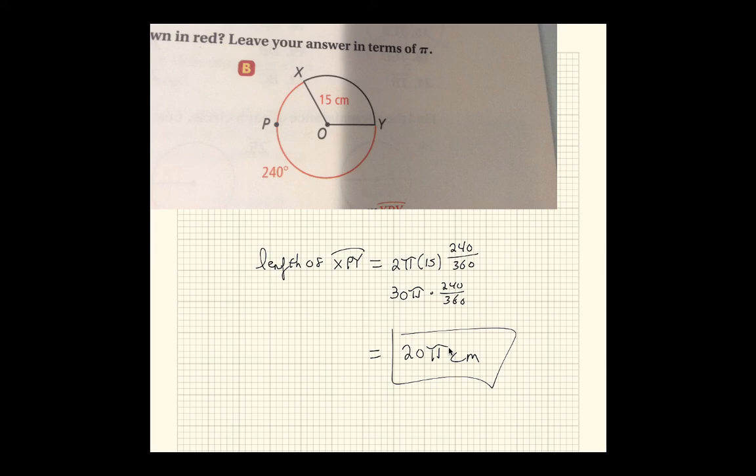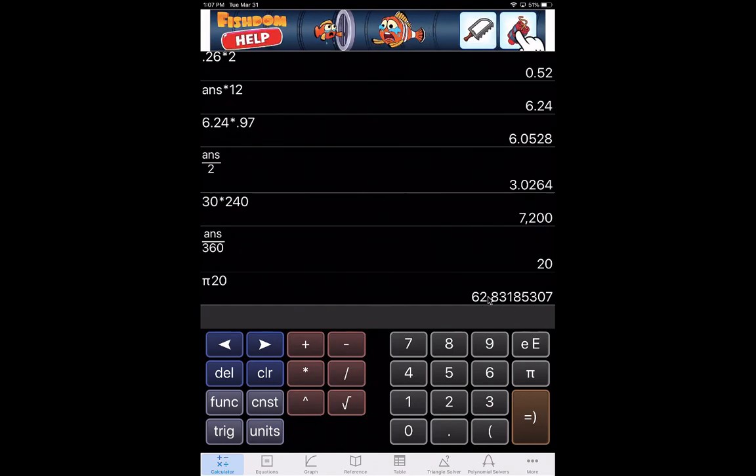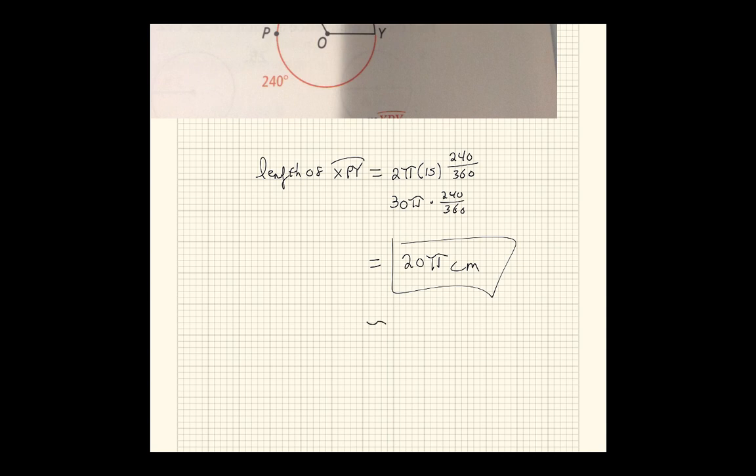They won't always say leave your answer in terms of pi. They might say to round it. So if they want you to leave your answer in terms of pi, 20 pi is perfect. If they want you to round the answer, we're going to take this 62.8 centimeters. Practice doing both depending on what's asked of you. So that's how you find arc length. Again, take the circumference and multiply it by your central angle divided by 360.